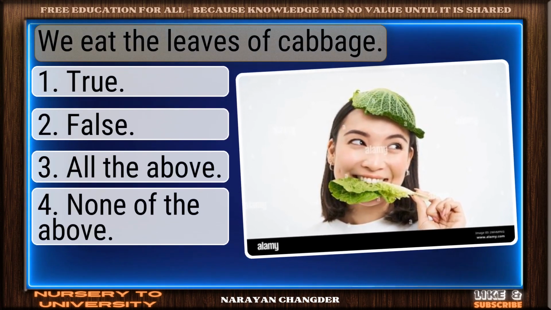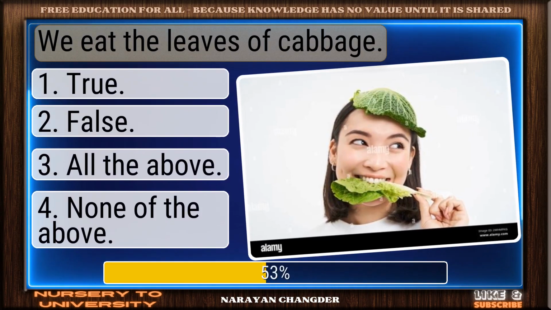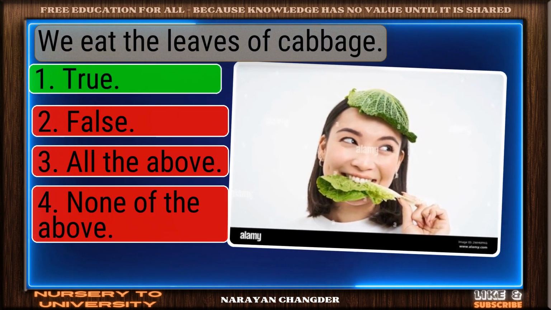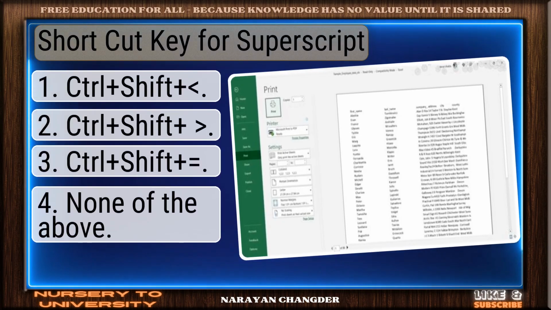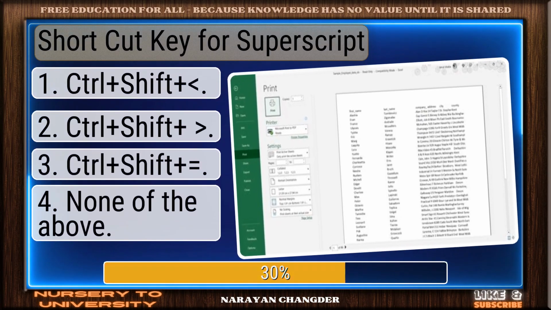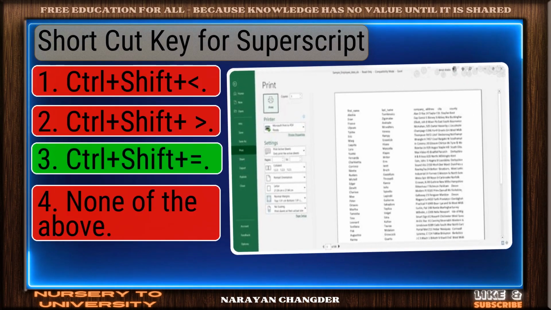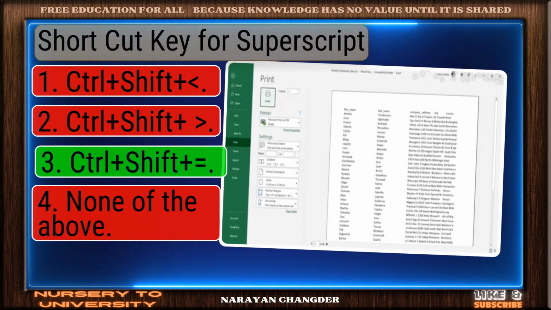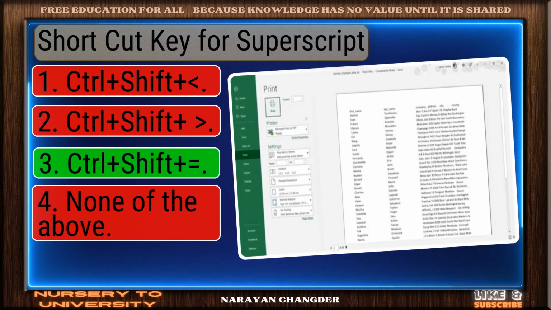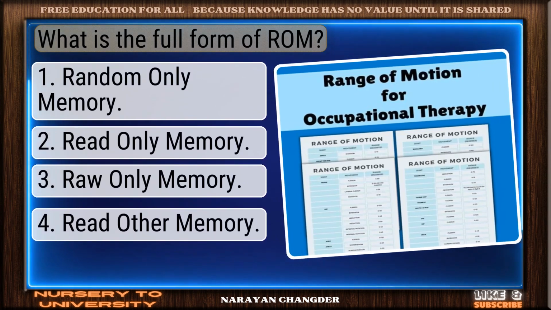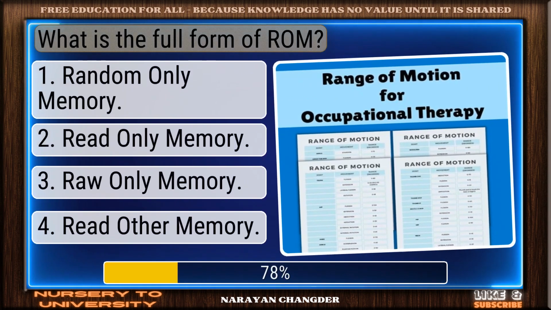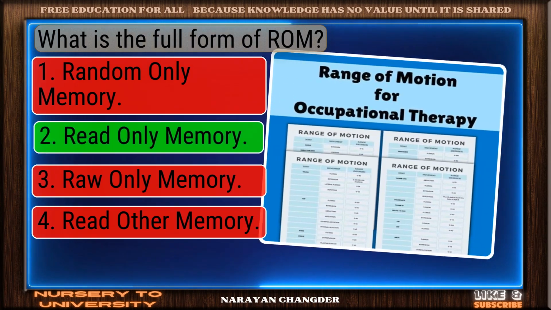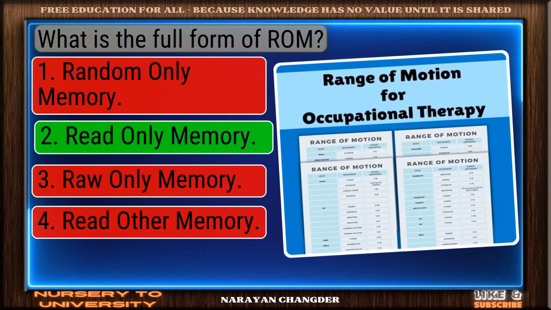We eat the leaves of cabbage. Correct. True is the right answer. Shortcut key for superscript. Well picked. Ctrl plus Shift plus equal to is the correct answer. What is the full form of ROM? Right choice. Read-only memory is the best answer.